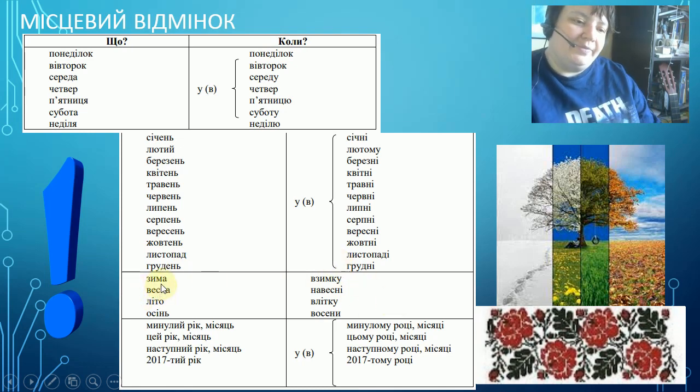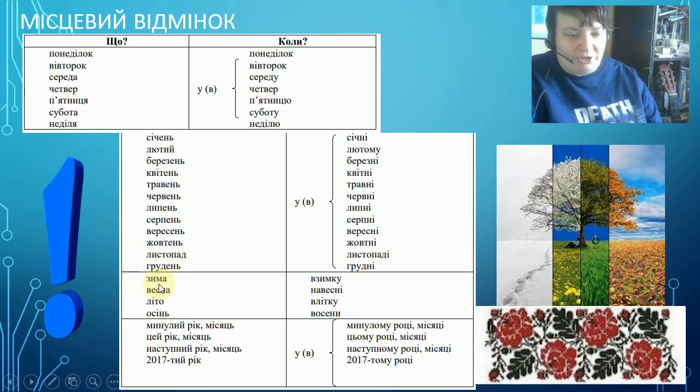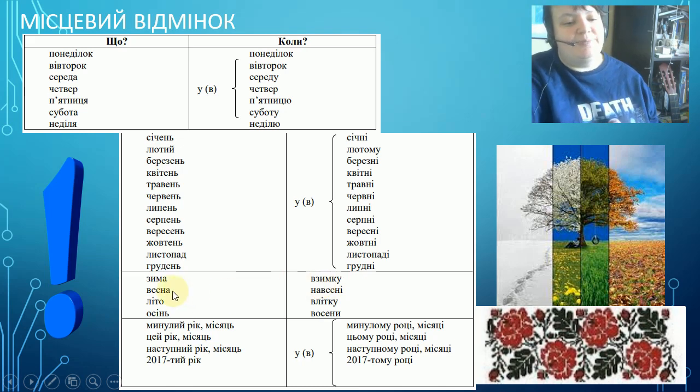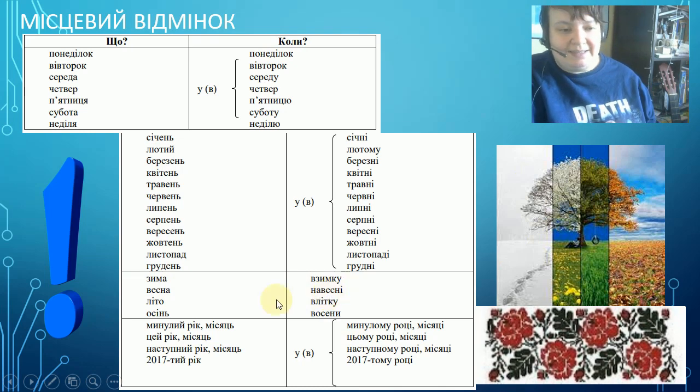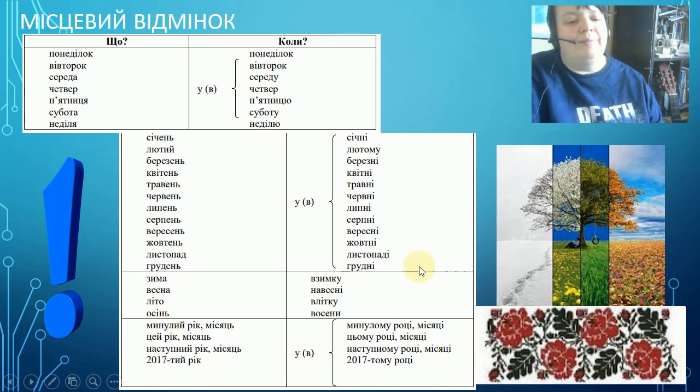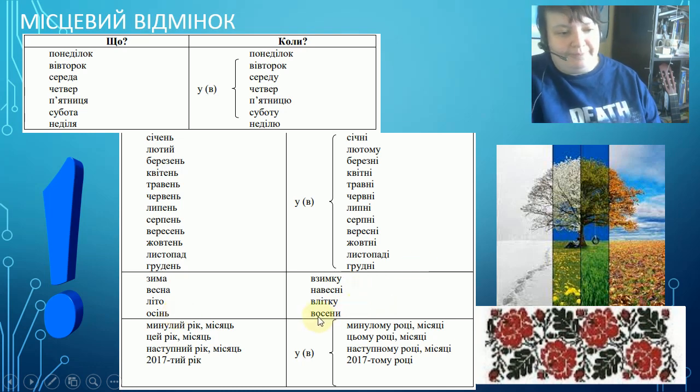Seasons of the year. Зима, winter, but in winter we say взимку. Весна, spring. In spring we say навесні. Літо, summer, but in summer, влітку. Осінь, autumn, fall, but in autumn, восени.